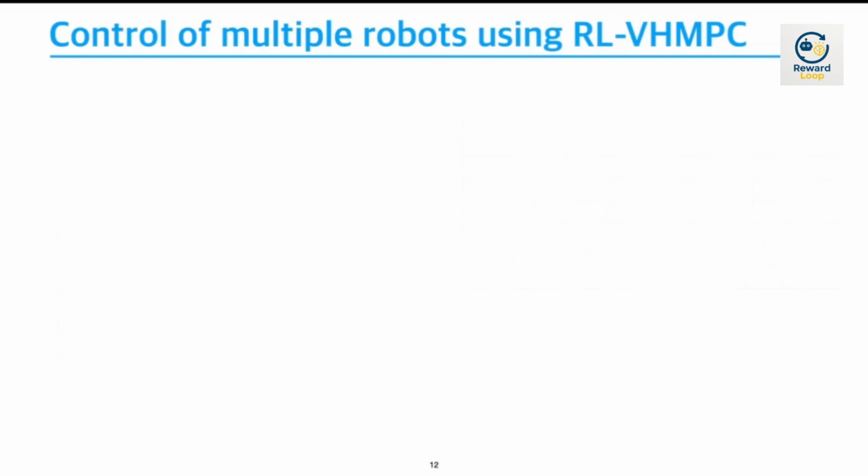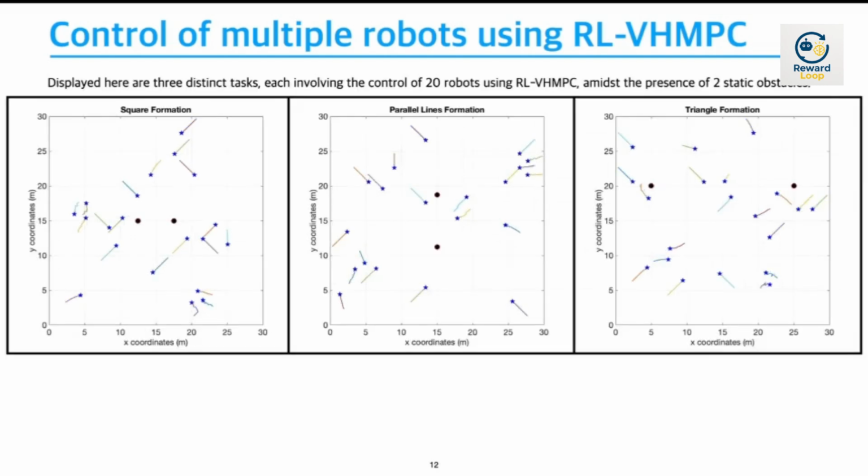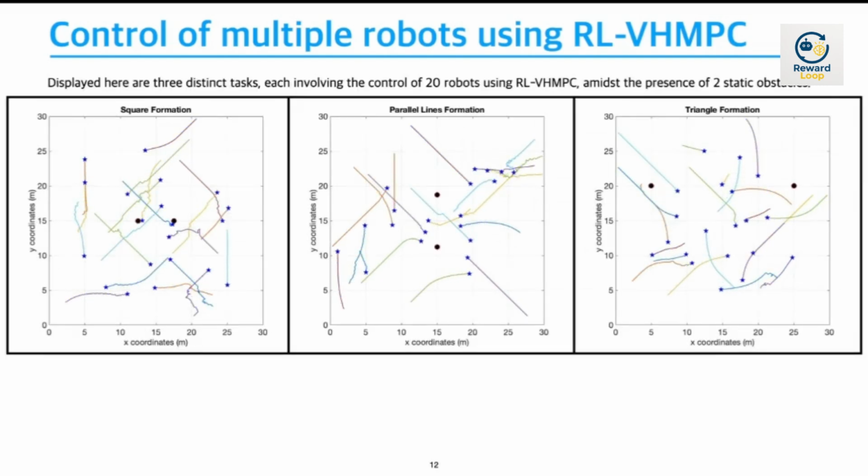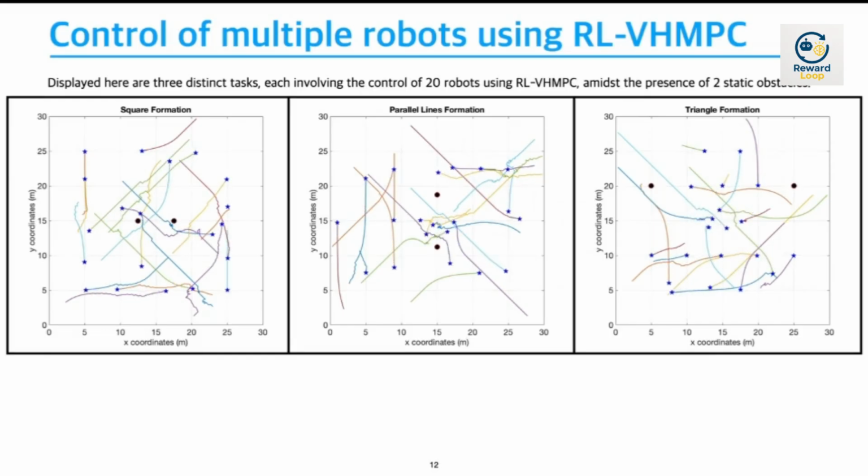Next, we move on to control of multiple robots. Here you see three different tasks. One is square formation, another is parallel line formation, and then the third one is triangle formation. So in all these cases, 20 robots were used in presence of two static obstacles.